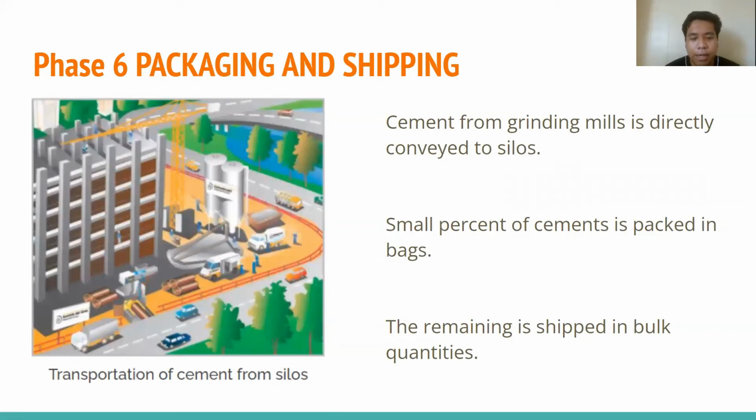Finally, the cement is packed and shipped. The cement is directly conveyed to the silos for temporary storage. A small amount of the total cement produced will be packed in bags measured in kilograms, ranging from 20 to 40 kilograms, for specific use cases. The remaining cement is shipped in bulk quantities by means of trucks, rails, and ships.